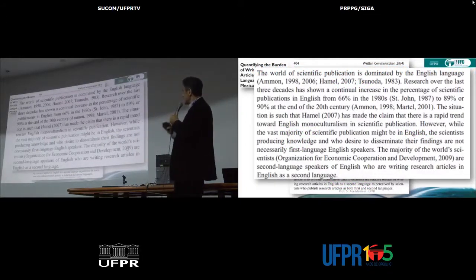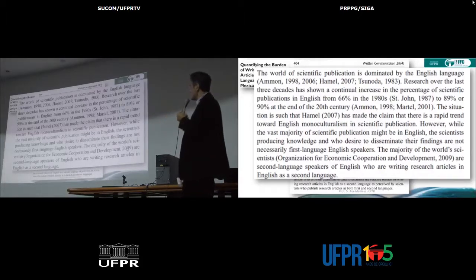So, as you read already in this article, the Mexican scientist article, the authors, Englander and Hanauer, say the world of scientific publication is dominated by the English language. That's an assertion that they make. Then, research over the last 3 decades has shown a continual increase in the percentage of scientific publications in English, from 66% in the 1980s to 89% or 90% at the end of the 20th century. Okay. This, you could say, is territory.